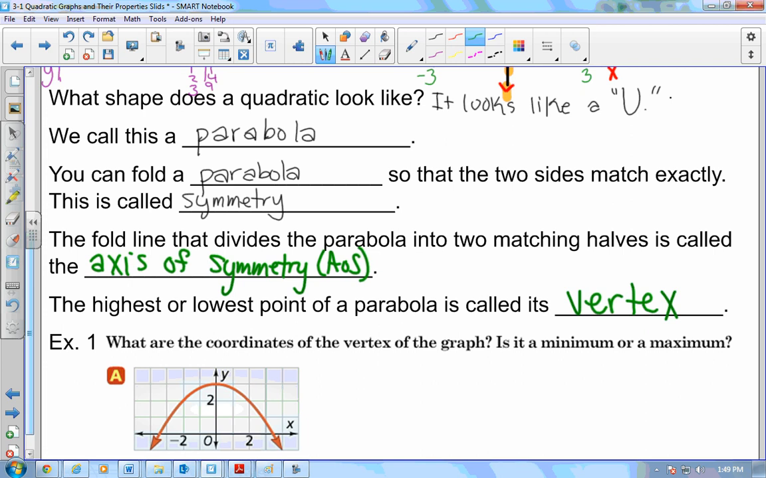And we secretly already found the vertex on our table up above. On the graph we did up above, I can scroll to it in a minute after you guys are done writing. The graph we did up above, look at our table, our XY table. Can you locate the vertex?